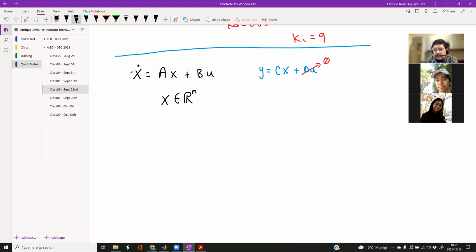So our system has a variable that is called the state variable, where the state is the minimum amount of information that we require so we can determine how the system will evolve just with the knowledge of the initial condition and the input to the system.